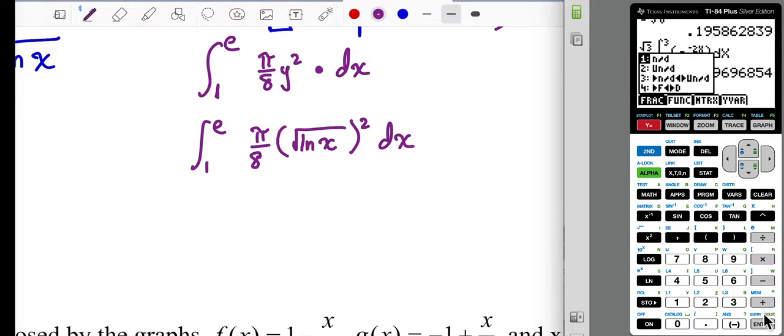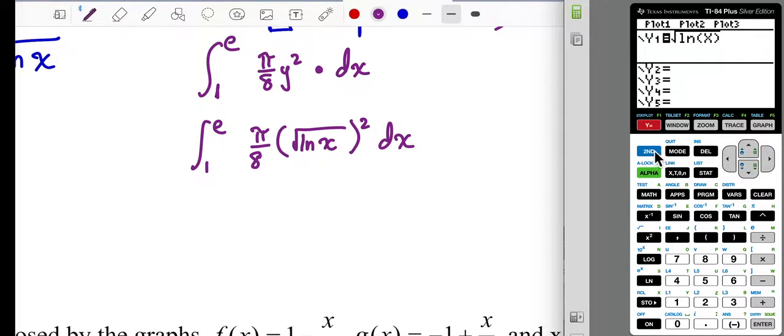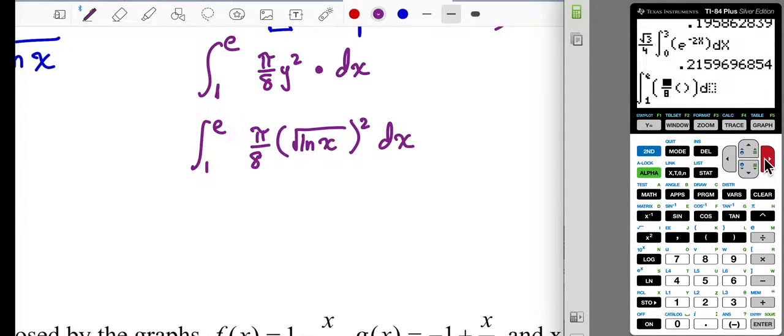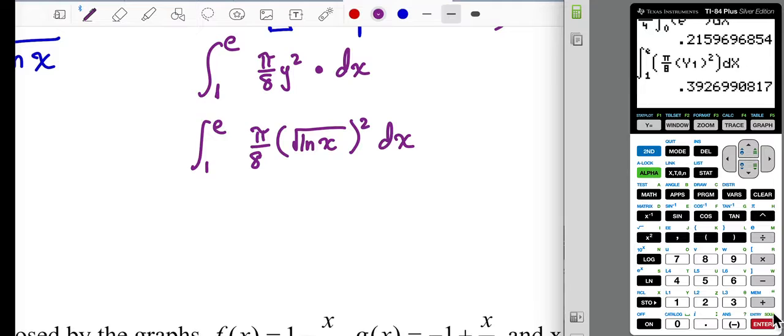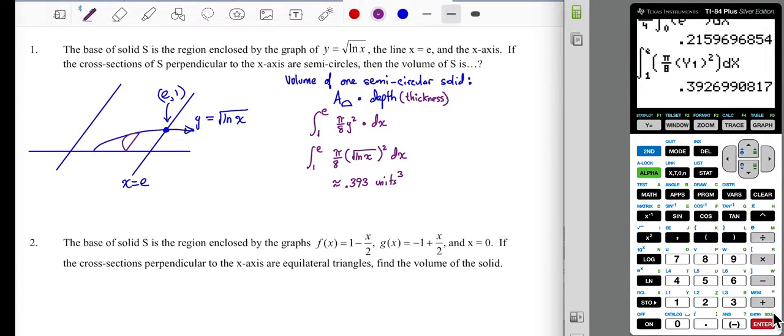pi over 8. You put the pi over 8 outside or inside, it doesn't matter. In my y1 is where I have the square root of ln of x. So I'm going to put in alpha raised to y1, close it up and square it. And put the x, and we should be off to the races here. So about 0.393. Right? So we're just kind of using the information that we've already come up with. Never a bad idea. Just generalize.